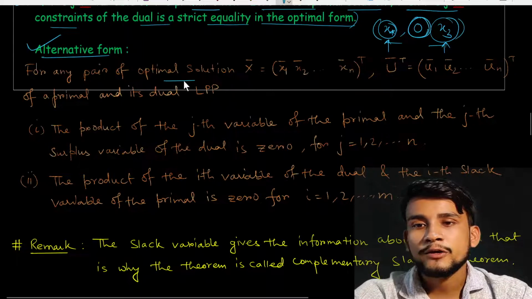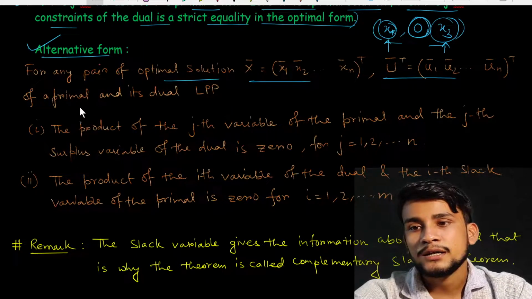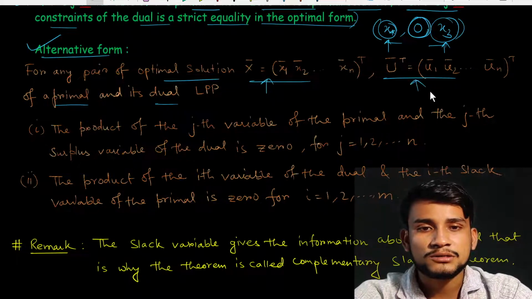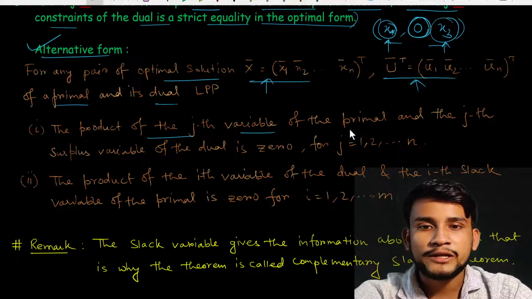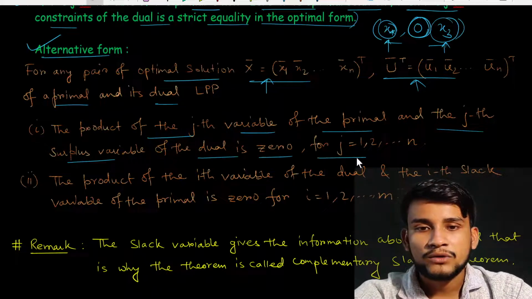For any pair of optimal solutions x bar and u bar transpose of the primal and dual, that is, this is the solution of the primal and this is the solution of the dual, the first part is: the product of the jth variable of the primal and the jth surplus variable of the dual is 0, for j equal to 1 to n.